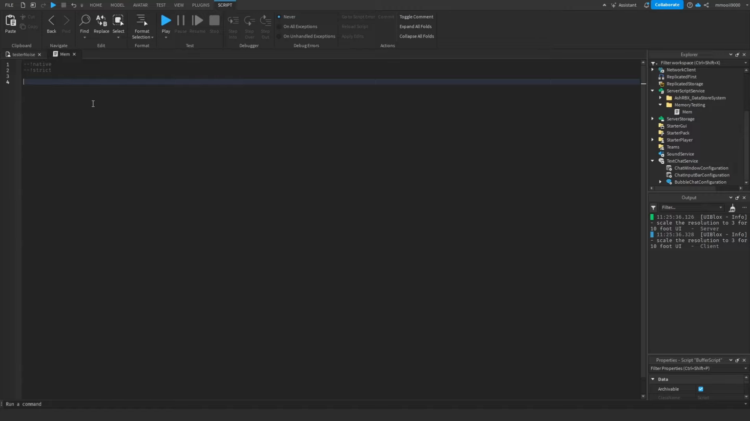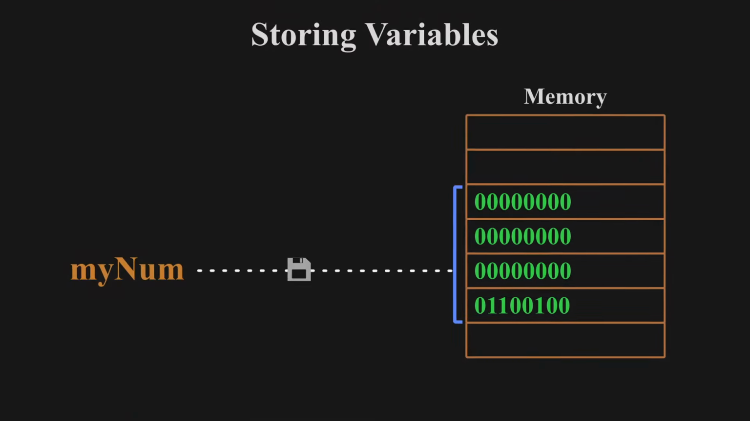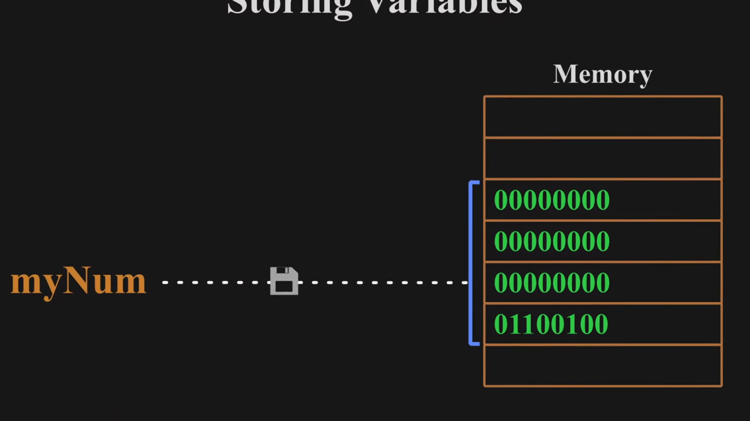So initially, I'm just going to create a number variable here, and I'm going to call it mynum, and I'm going to give it the type number, and I'm going to set it to 100. Now, this number would be stored in binary digits in the program's memory.